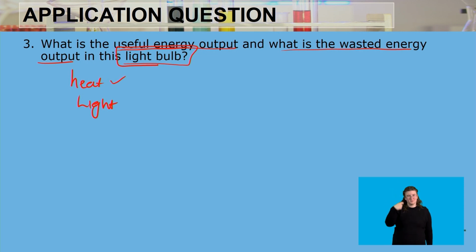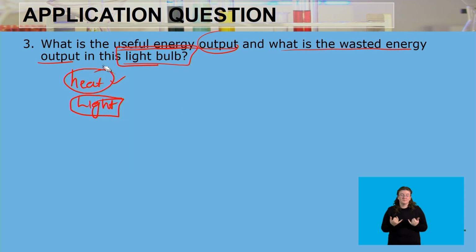So basically, what is useful in that particular light bulb, or in that output of the 2, is our light. So light is the useful energy because that's what we want. However, what is wasted energy is the heat, because we are not looking for the heat from that particular light bulb. All we are looking for is the light.